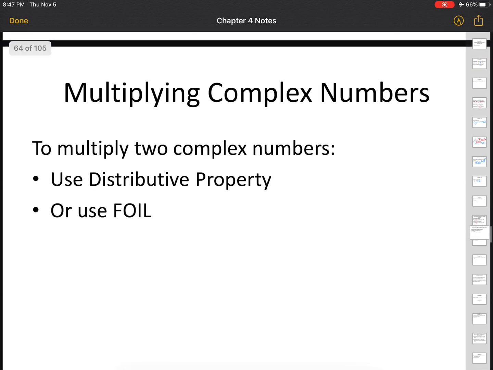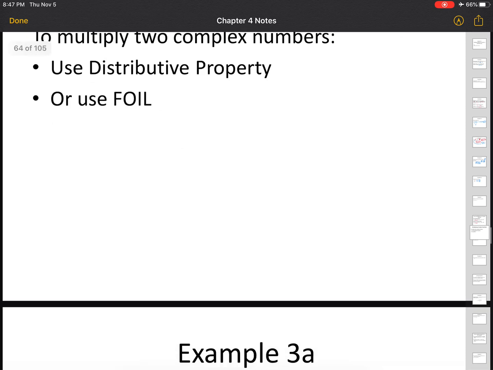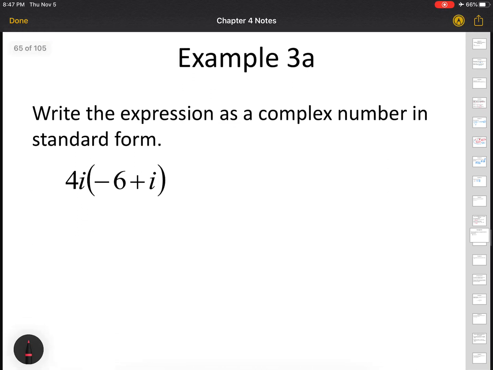So thus far, we just added and subtracted complex numbers. So now we're going to multiply complex numbers. And we do this normally in two different ways, either using the same old distributive property or just using plain old FOIL. So for example here, what if I wanted to distribute that 4i to both of these things on the inside? So 4 times negative 6 is negative 24, and since I have i there, it's kind of acting like a variable, so I'm going to keep it there.